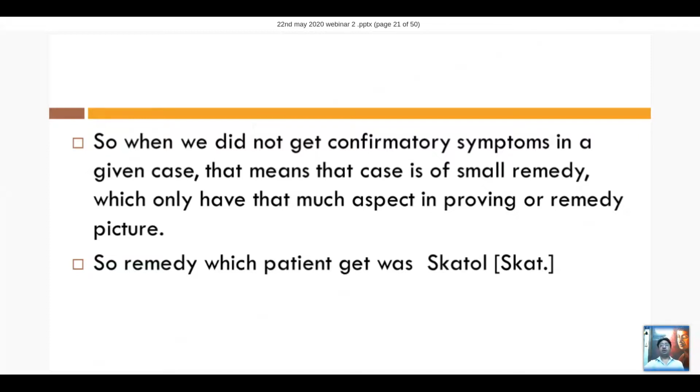When we do not get confirmatory symptoms in a given case, that means the case is not of a polychrest, but rather of a small remedy, which has only that much of the patient's aspect in the proving or remedy picture. The remedy given to this patient by another homeopath was Scatol. It is prepared from human feces.